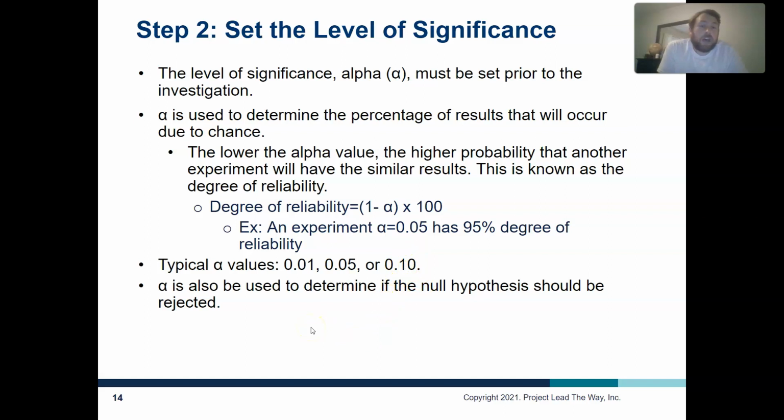We can also use this value to determine whether or not our null hypothesis should be rejected, meaning that if I can assume that my results are reliable and have this alpha number be as low as possible based on my statistics, I can actually reject the null hypothesis and accept the alternative hypothesis in the meantime.